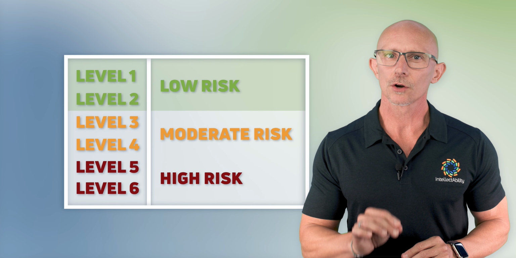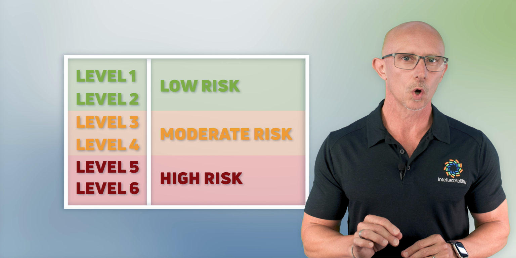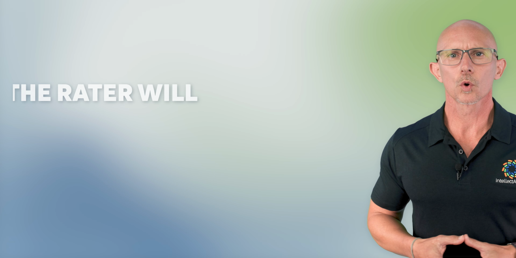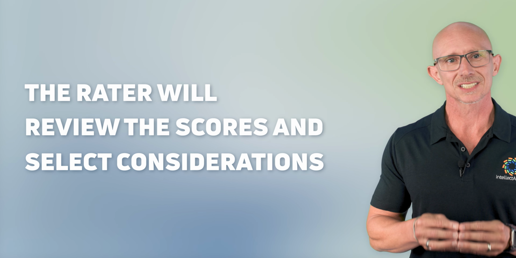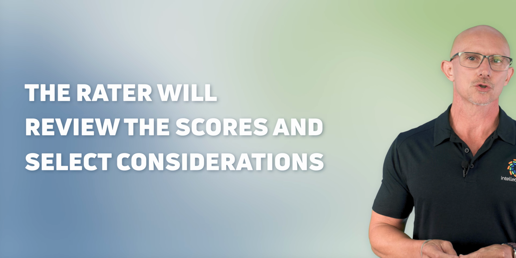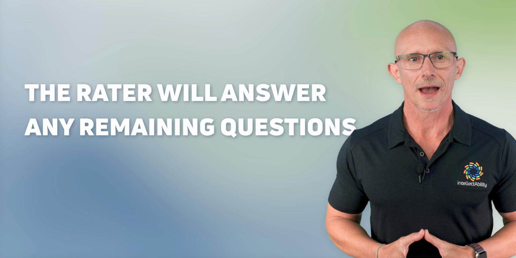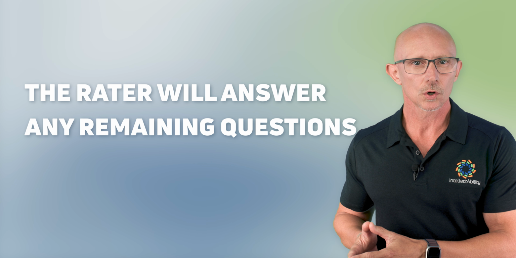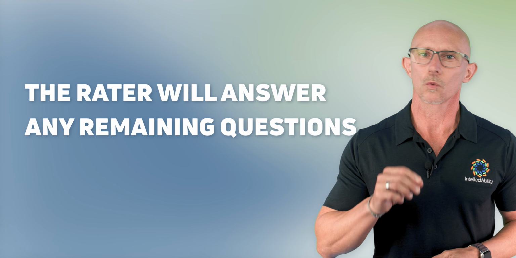Remember, the higher the healthcare level, the higher the overall detected risk. At this point, the team will be able to note where risks have been identified and the severity simply by looking at each rating item score. The rater will look at the rating item scores and discuss select person-specific service and training considerations. These are the actionable suggestions that can be put into practice immediately to help reduce risk and support better health outcomes. The rater will answer any remaining questions you have, and then you can take what you've learned and start implementing the considerations right away.